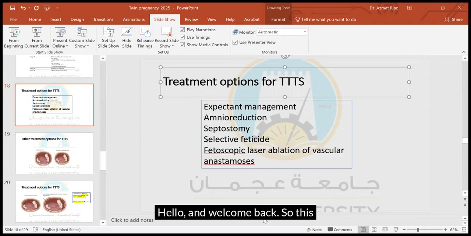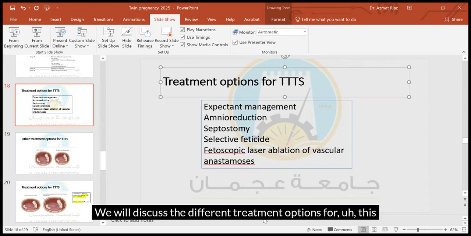Hello and welcome back. So this is part 3 of our lecture on twin pregnancy. We will discuss the different treatment options for this condition, twin to twin transfusion syndrome.